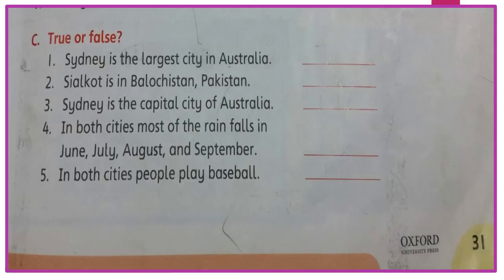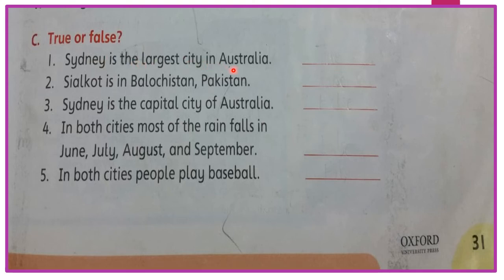You are requested to move on to your textbook page number 31 to discuss the exercise C, which is provided at the end of your textbook page number 31. You can see 5 statements given here, and as we have discussed the entire topic in detail, we are able to decide which statement is true and which one is false.